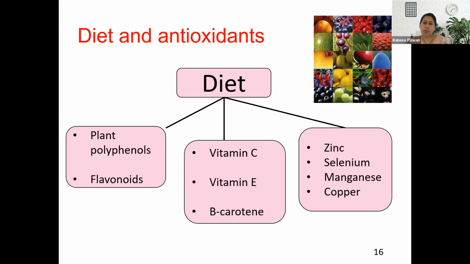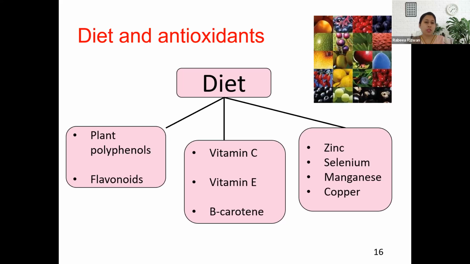It is also a powerful antioxidant. However, there are some minerals as well that we take from our diet through poultry meats and plant species that have some minerals that act as antioxidants. Among them, the most common are zinc, selenium, manganese, and copper.